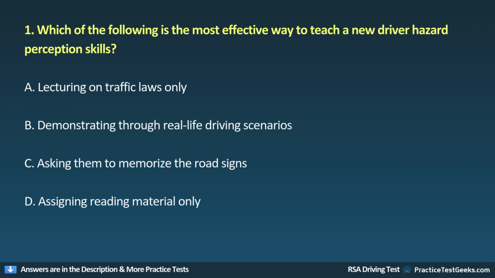1. Which of the following is the most effective way to teach a new driver hazard perception skills? A. Lecturing on traffic laws only. B. Demonstrating through real-life driving scenarios. C. Asking them to memorize the road signs. D. Assigning reading material only.